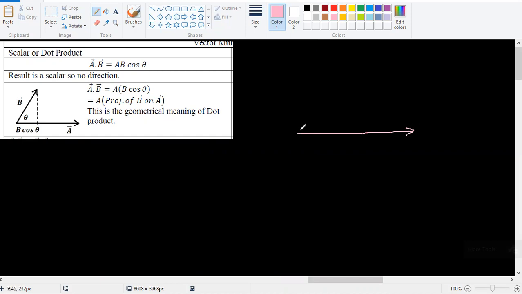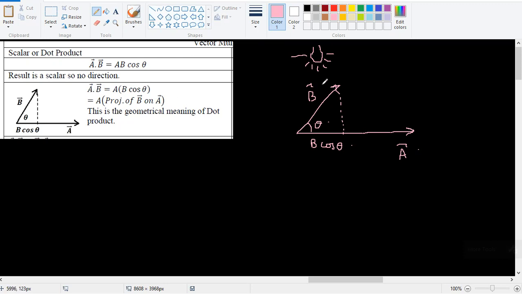So this is A vector and this is B vector. If you put a lamp over here, the lamp casts some shadow here. That means this is your B cos theta. This is your A vector. So the dot product A dot B is equal to A B cos theta.